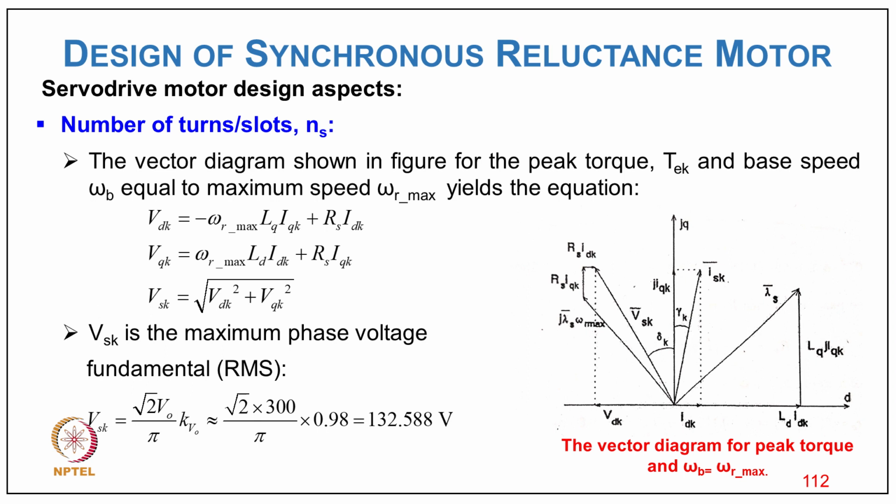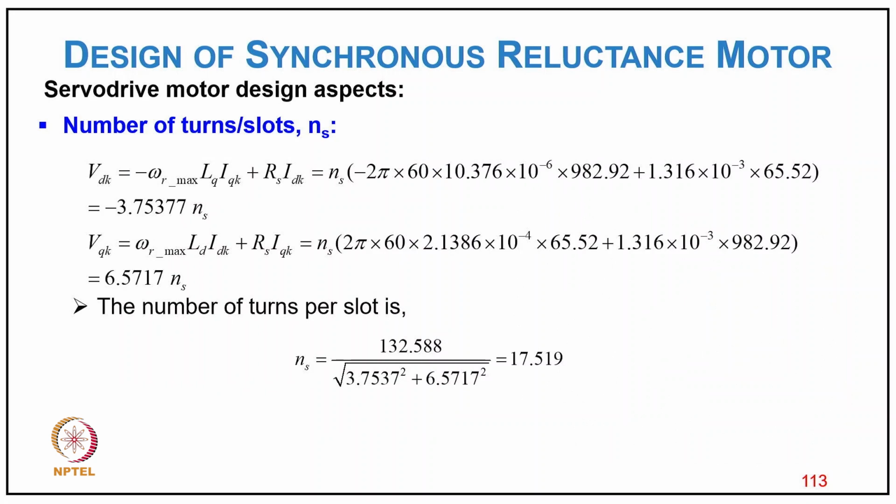VSK is the maximum phase voltage, and the fundamental RMS VSK equal to root 2 V0 upon π into KW, root 2 × 300 upon π into 0.98, that is 132.588. And VDK, keeping the value of this, comes minus 3.75377 NS, and VQK comes 6.571 NS. So the number of turns per slot is NS equal to 17.519, putting the value of this.